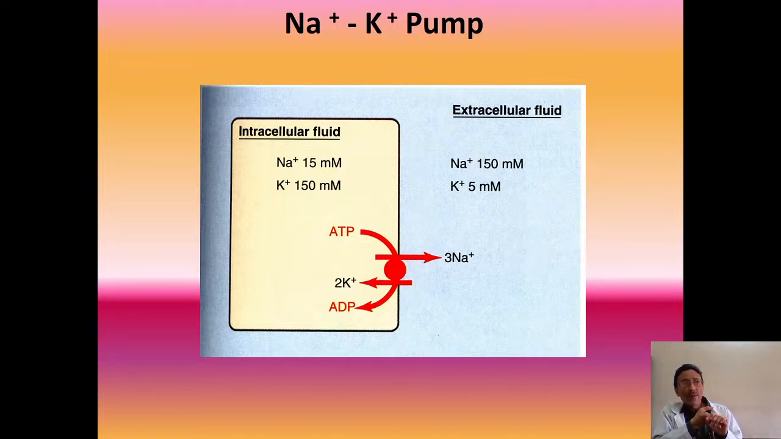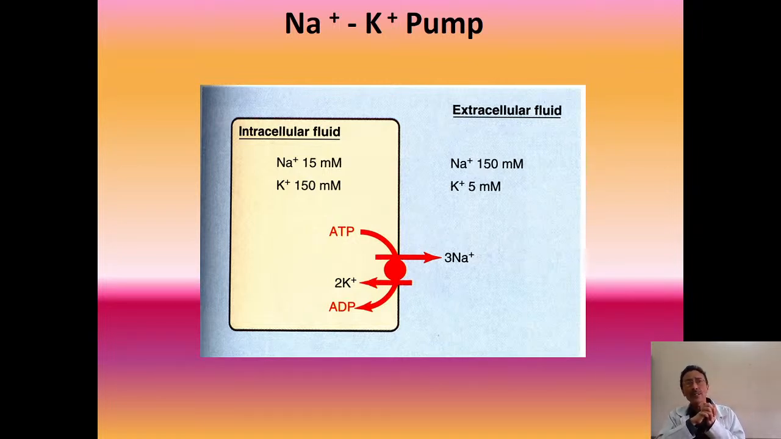One is uniport. You have to remember uniport, symport and antiport. What do these three mean? Uniport means, as the word suggests, movement of ions in one direction. Symport means movement of two ions together. Antiport is movement of ions in opposite directions.